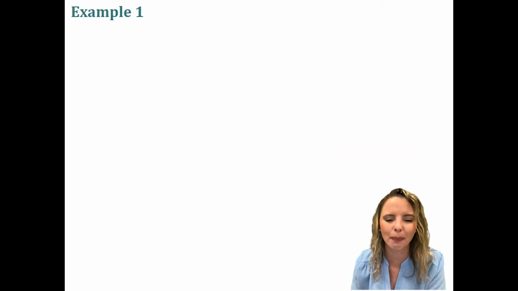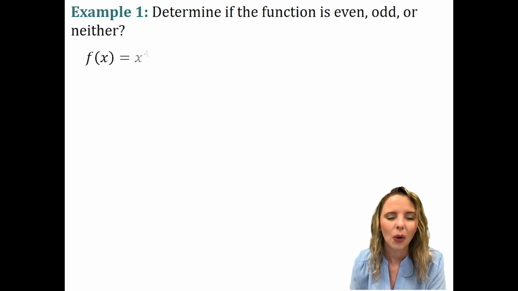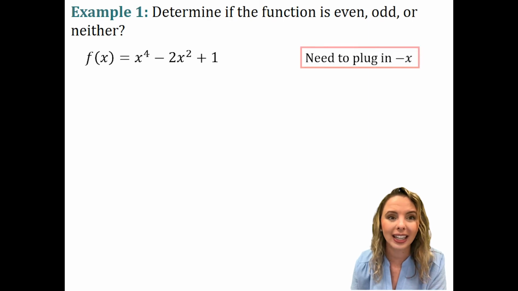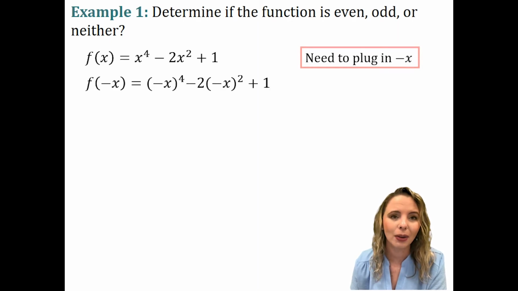So let's begin with example 1. We're going to determine if the function is even, odd, or neither. We're starting with f(x) = x^4 - 2x^2 + 1. So to begin, we need to plug in negative x. See, this is where evaluating functions comes into play. Negative x. So we have (-x)^4 - 2(-x)^2 + 1.